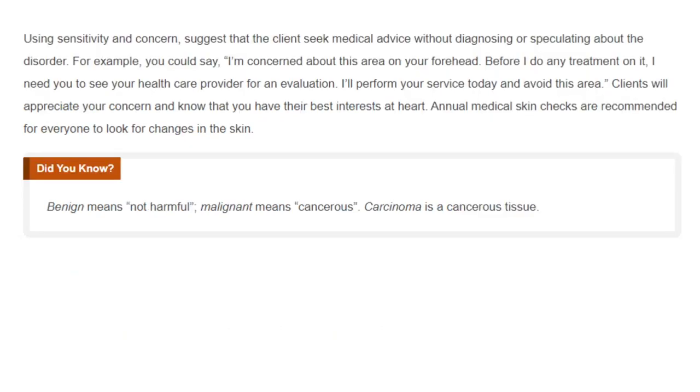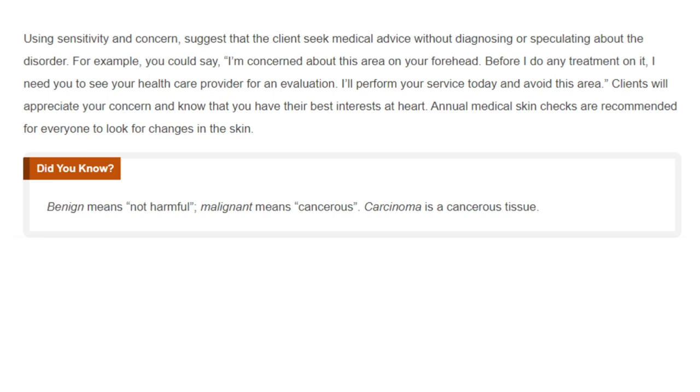Using sensitivity and concern, suggest that the client seek medical advice without diagnosing or speculating about the disorder. For example, you could say, "I'm concerned about this area on your forehead. Before I do any treatment on it, I need you to see your healthcare provider for an evaluation. I'll perform your service today and avoid this area."